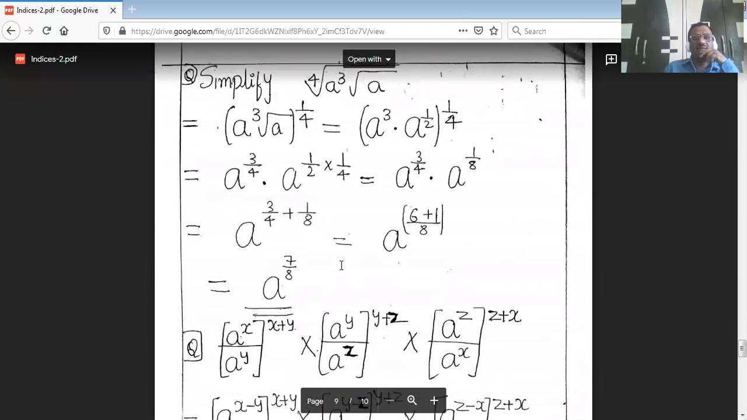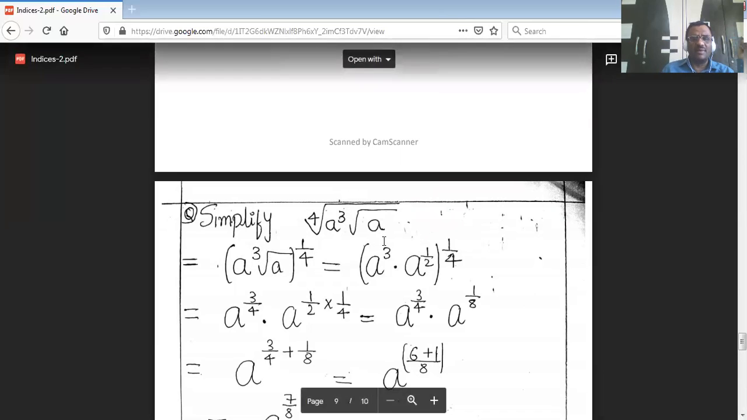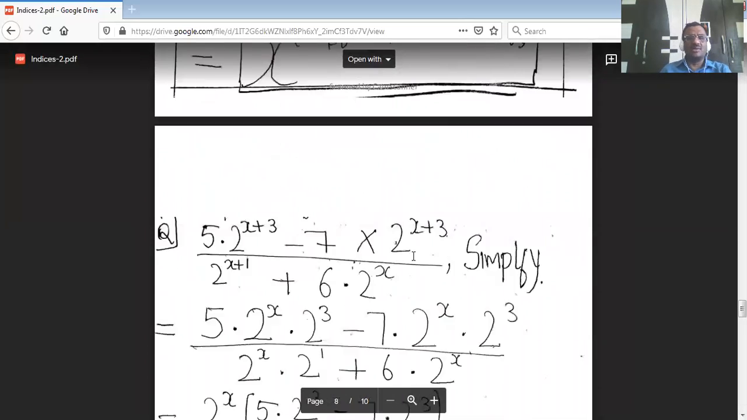Now this is fourth root of a cube square root a. And if you say that this 4 is applied for both of this, a power 3 and square root of a. Now a power 3 cube root of a whole to the power of 1 by 4, applying the equation nth root of a. And if you say a to the power of 3 square root of a to the power of 1 by 4, now I can simplify this as a to the power of 3 by 4 into a to the power of 1 by 2 into 1 by 4. Apply the relation nth root of a.